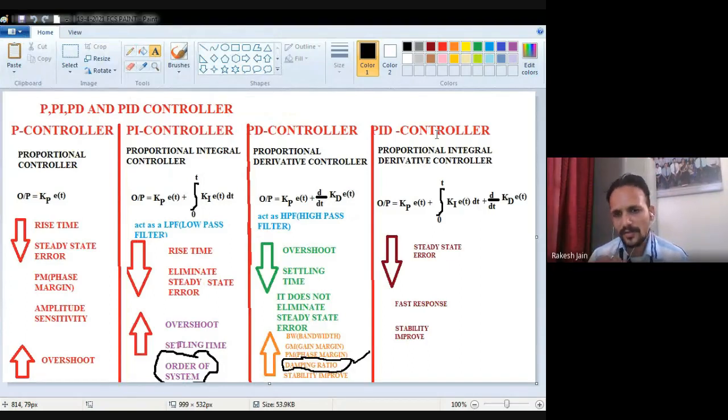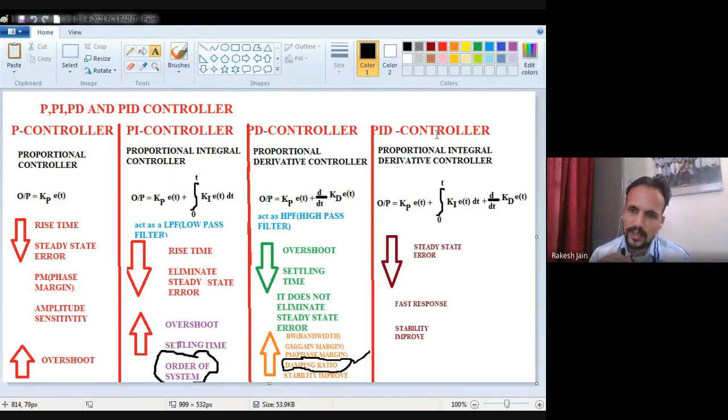In this kind of controller, the steady state error decreases a lot. It cannot be completely eliminated, but it decreases. It generates a very fast response and stability is improved. One of the key aspects of this proportional integral derivative controller is that the stability is improved.